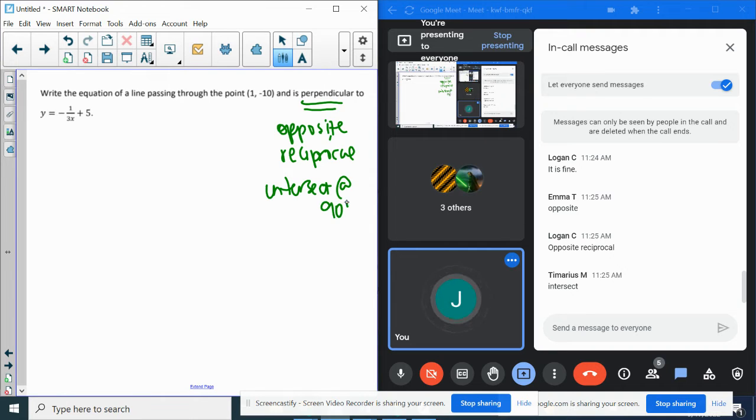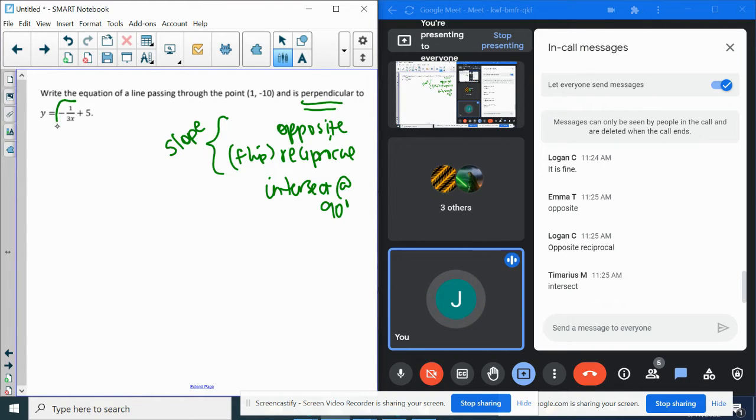So lots of good stuff over there in the chat box. Opposite reciprocal means if it was positive, it becomes negative, and then it has to flip. Because reciprocal, remember, is flipped. Intersecting at 90 degrees is the definition of perpendicular, and the opposite reciprocal is referring to our slope.